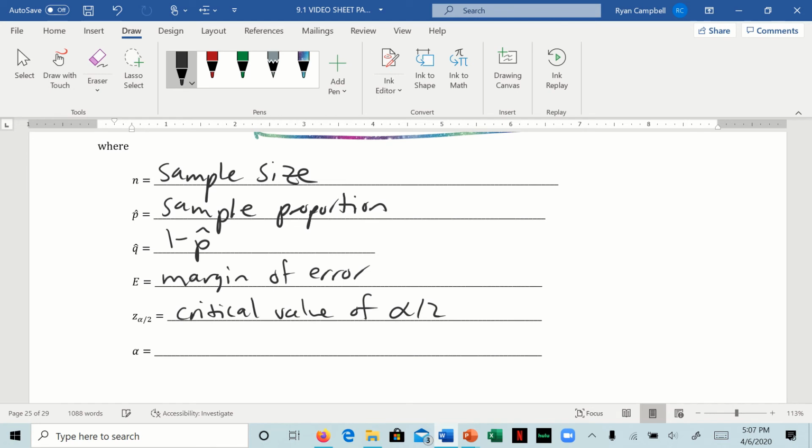So the only thing else we need to know is what's alpha. Remember, this whole time we've been talking about how confidence level is 1 minus alpha times 100%. And I said, don't worry about it. We'll get back to it. This is when we're finally at it. So alpha is just 1 minus your confidence level.